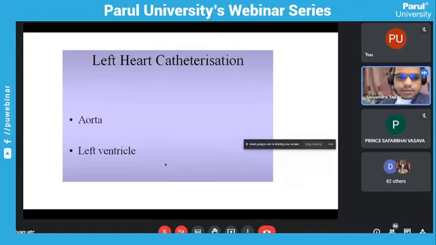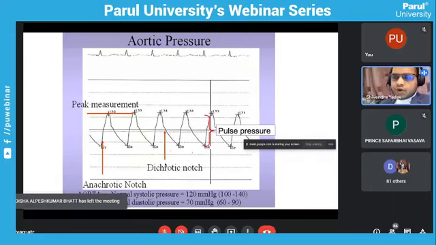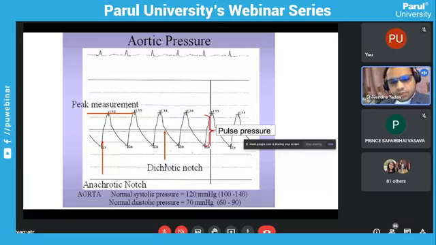Let's start with left heart catheterization. First, we'll see aortic blood pressure. If you see this slide, this is the aortic blood pressure waveform. This is what we record with the blood pressure cuff. Normal range for systole is 100 to 140, and diastole is 60 to 90. If you see this waveform carefully, there is one peak and one trough. The peak is systole and the trough is diastole.